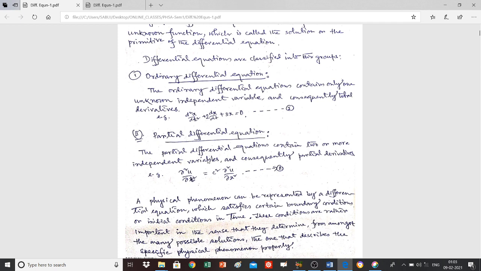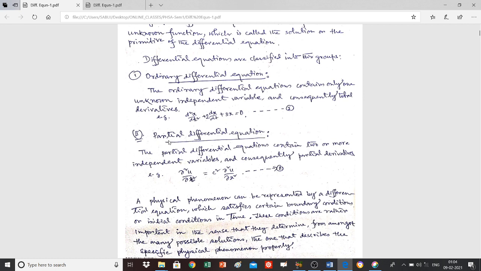But for the second one, just see this equation: del2 u by del t square is equal to c square del2 u by del x square. In this relation, the dependent variable is u, but there are two independent variables, one is t and another one is x. So according to the definition of an ordinary differential equation, this equation is not an ordinary differential equation. It is somewhat different.